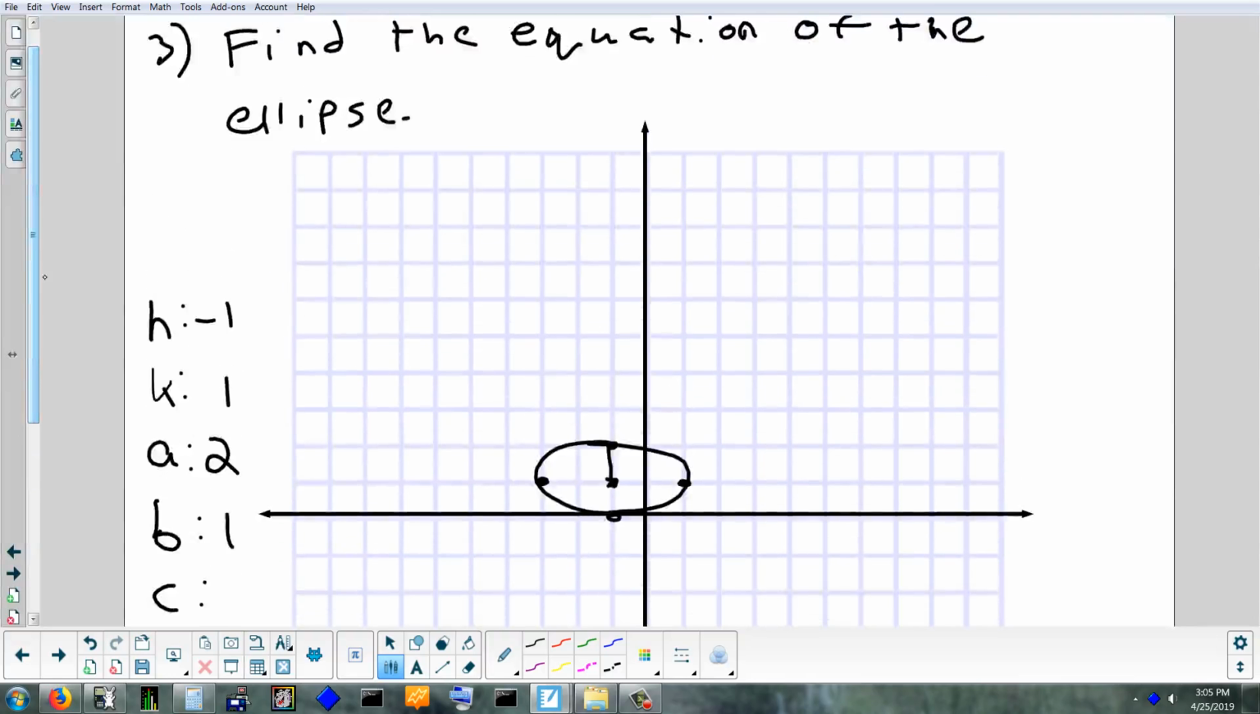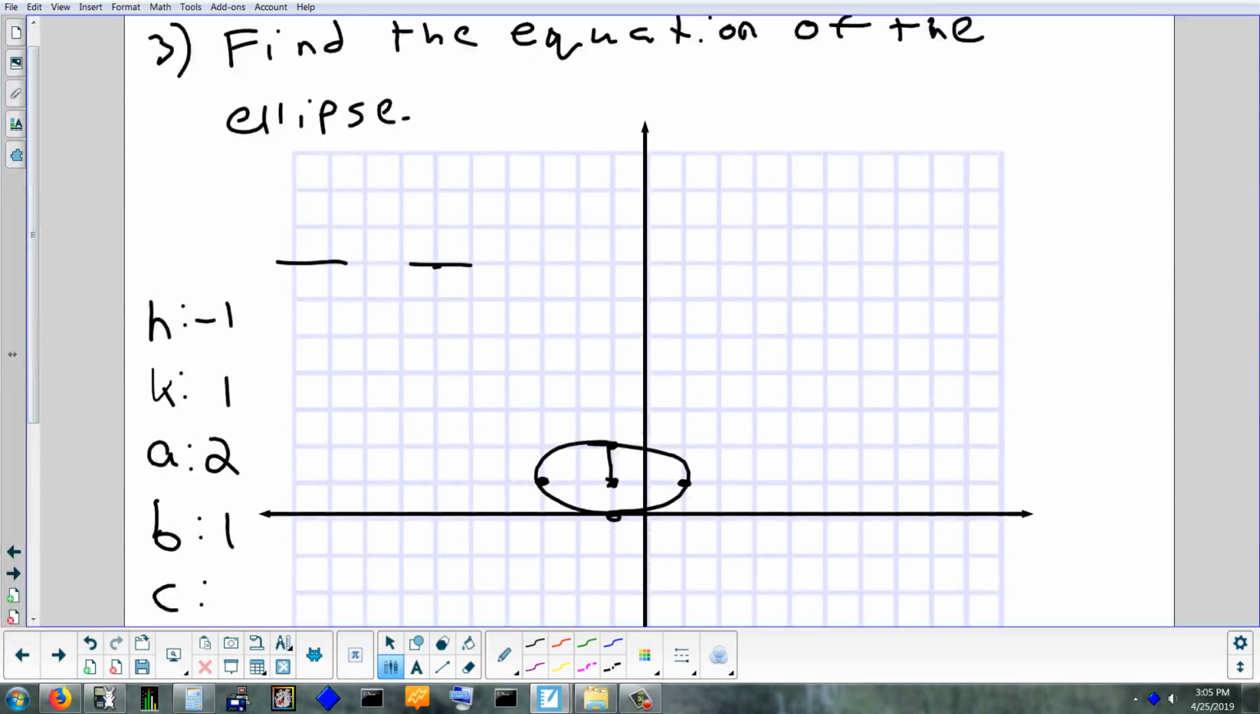So I'm going to start with my two fractions equal to 1. Is it a plus sign or a minus sign between them for an ellipse? Plus. And what letter always goes in the top of the first numerator? X squared. It's always an x squared. It's always a y squared. And now it's x minus what letter? X minus h. So it would be x minus minus 1. And then y minus what letter? K, which is 1.